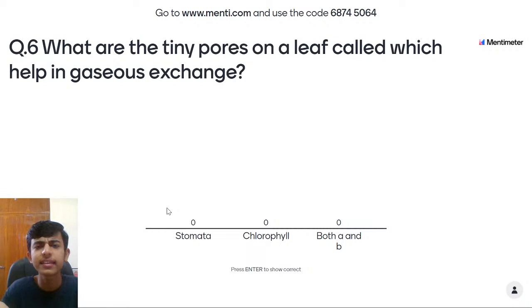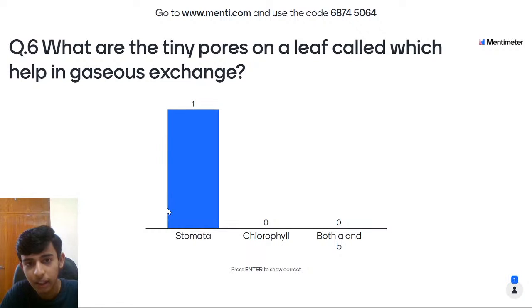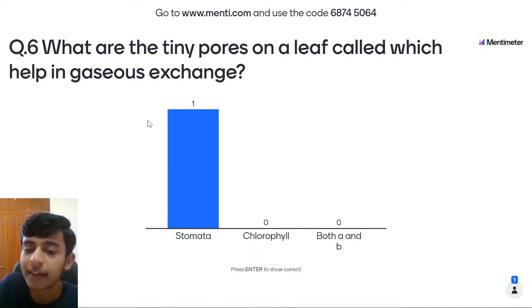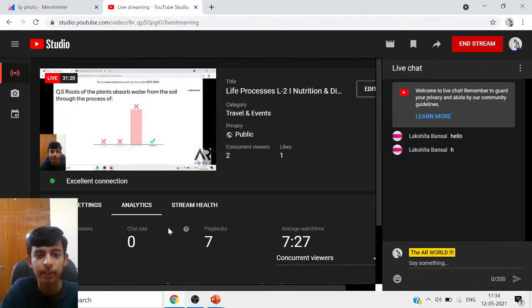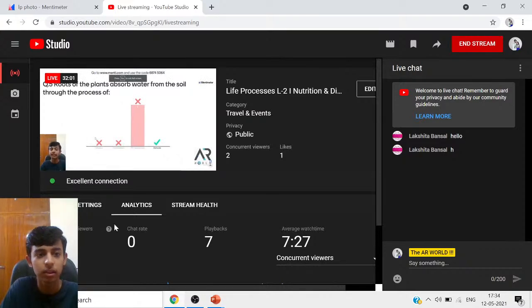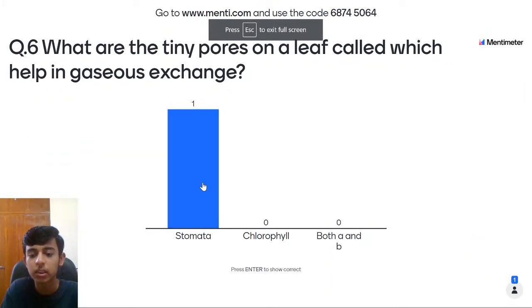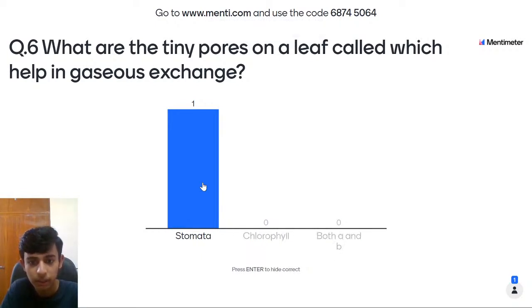Now this is your homework question. What are the tiny pores on a leaf called which help in gaseous exchange? What happened? Has somebody voted? Stomata. Okay, somebody has voted stomata. If you want to join, you may also join other people. Alright, let's have the correct answer. Yes, it is stomata only.